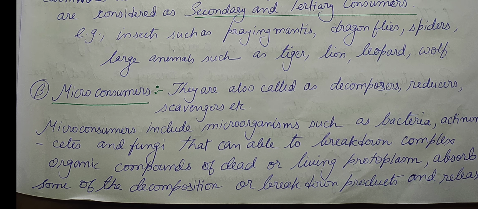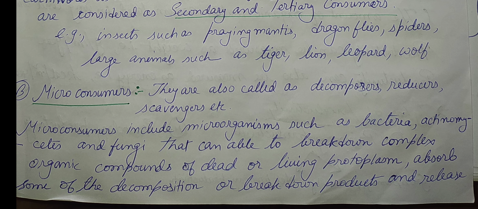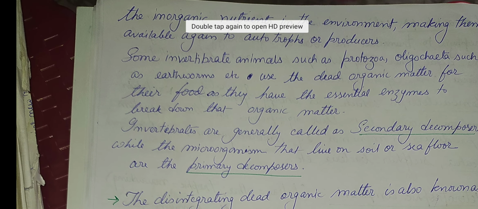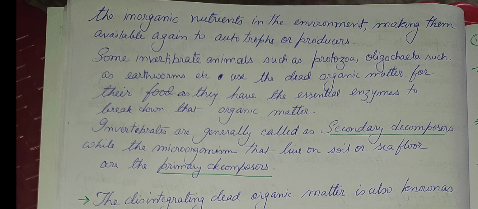The micro consumers are actually the decomposers, or the reducers or scavengers. The micro consumers are decomposers which use the dead organic matter or the fecal waste matter from all the other trophic levels, and use them for making their own energy, to utilize that energy and store it. Most of the nutrients are recycled back to the environment again, so that the autotrophs can again use those inorganic nutrients. So micro consumers include microorganisms like bacteria, actinomycetes, and fungi that are able to break down complex organic compounds of dead or living protoplasm, absorb some of the decomposition or breakdown products, and release the inorganic nutrients in the environment again, making them available for the producers.